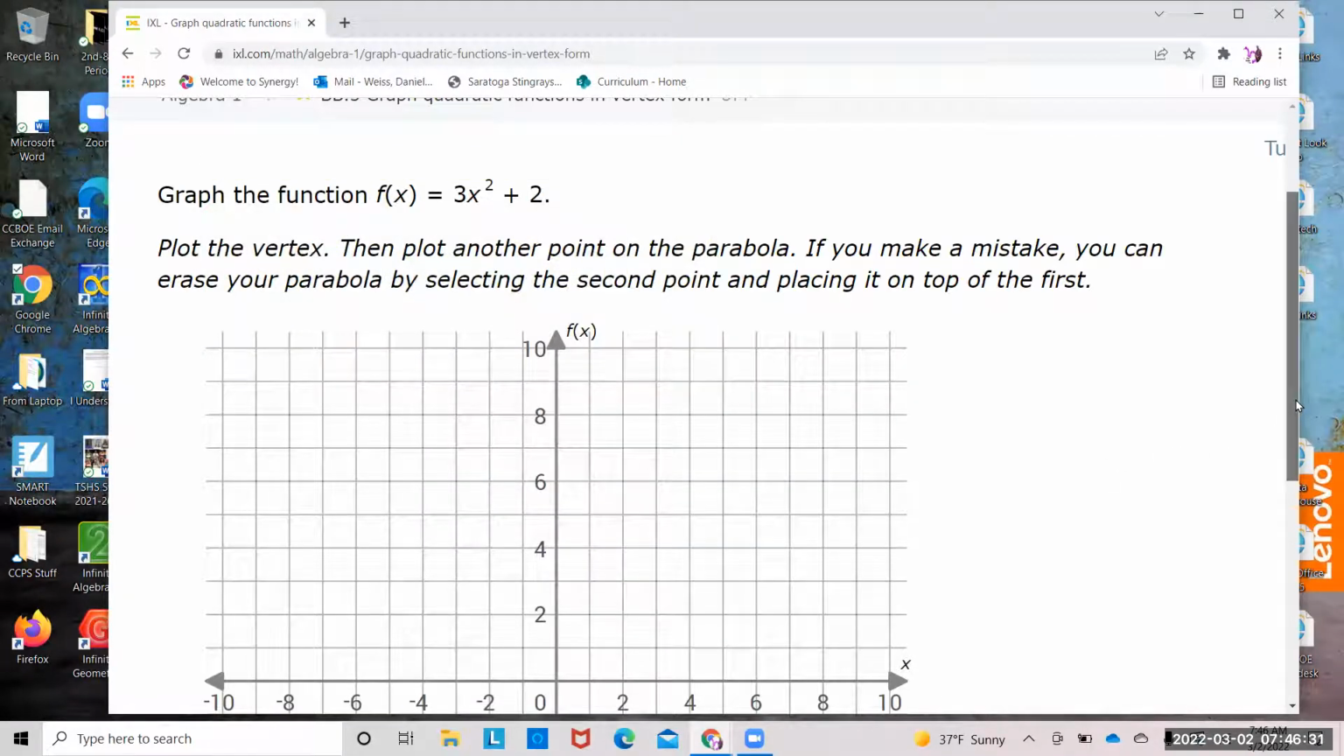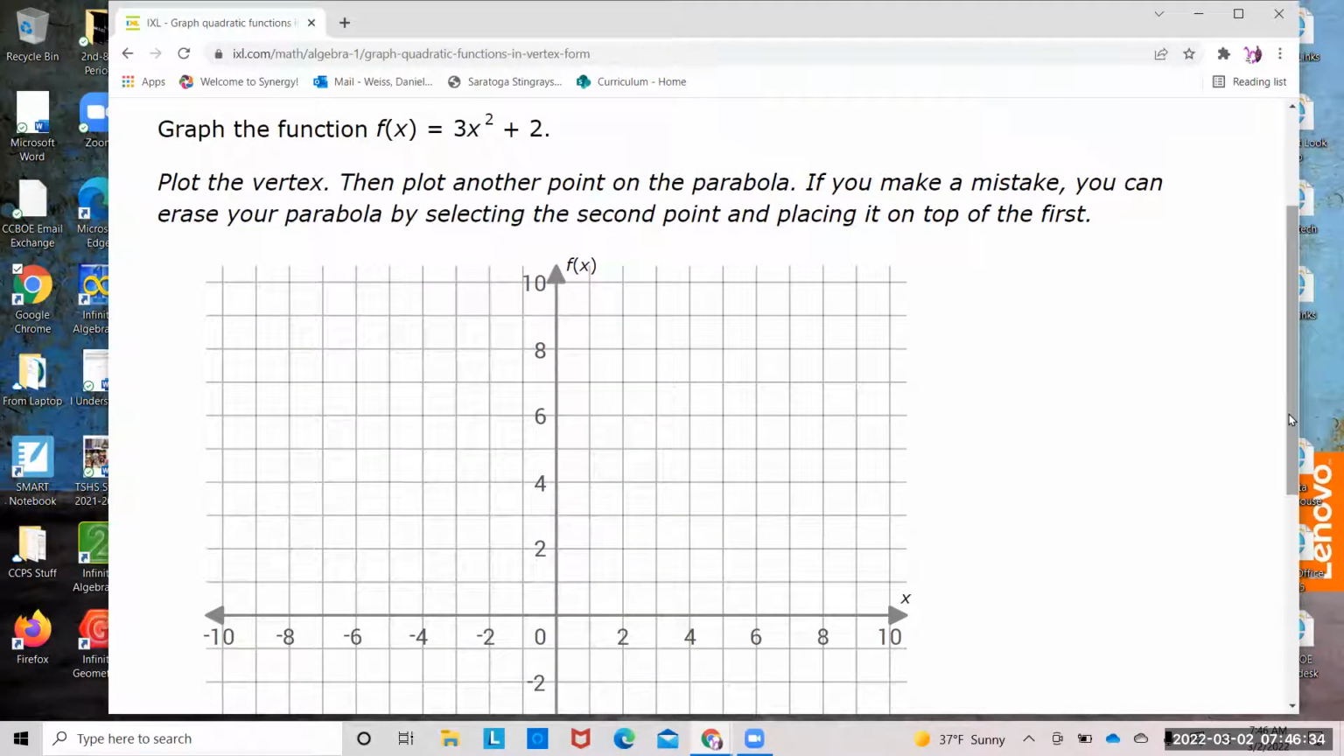Now, this time, if I just had 3x squared, I would just put 0. If I put 0 in for x, 0 times 0 is 0, times 3, 3 times 0 is still 0. But after all that, I'm going to add 2. What's 0 plus 2? 2. So when I go to 0, I'm actually going to go to 2 because it's plus 2. Boom.